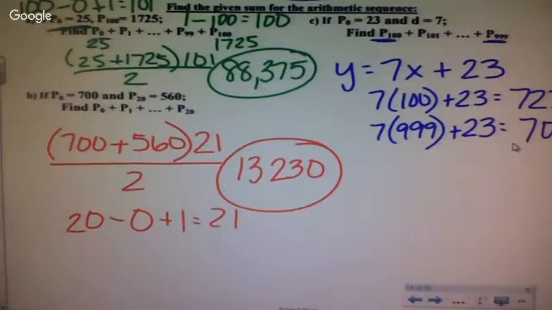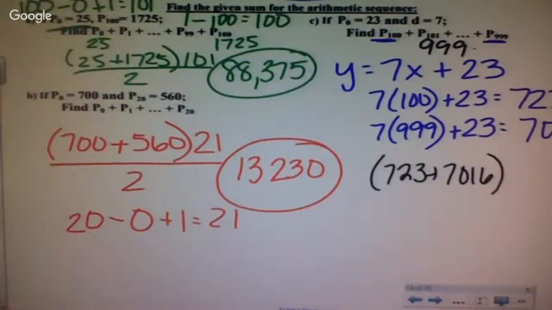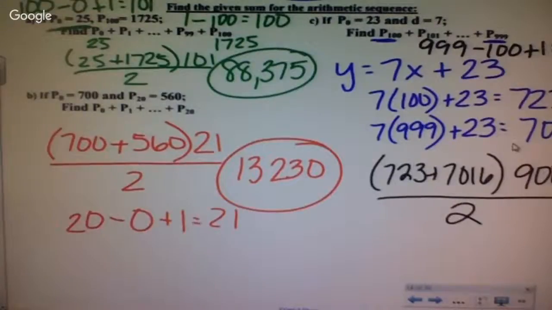So now that I have the terms that they want me to add together, that's 723 plus 7,016. Again, how many terms are between those two numbers? Well, 999 minus 100 plus 1. There are 900 terms. So we multiply that by 900 and then finally divide by 2.